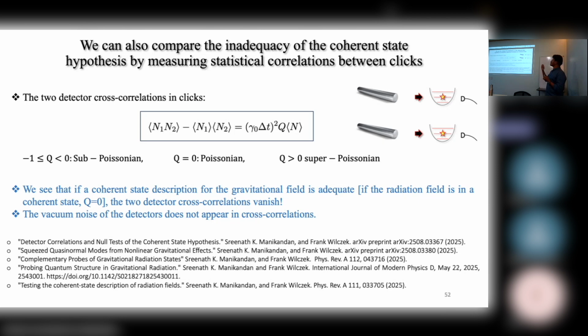But if it is in some interesting quantum mechanical states, this cross correlation is actually not equal to 0. It goes like efficiency squared times q times n. So for some states, this can be of order 1. It's almost like a 0 versus 1 test of whether the radiation field is in a coherent state or not. And there are also similar complementary measurements possible by doing cross correlations between different detection strategies like homodyne, heterodyne, and so on.